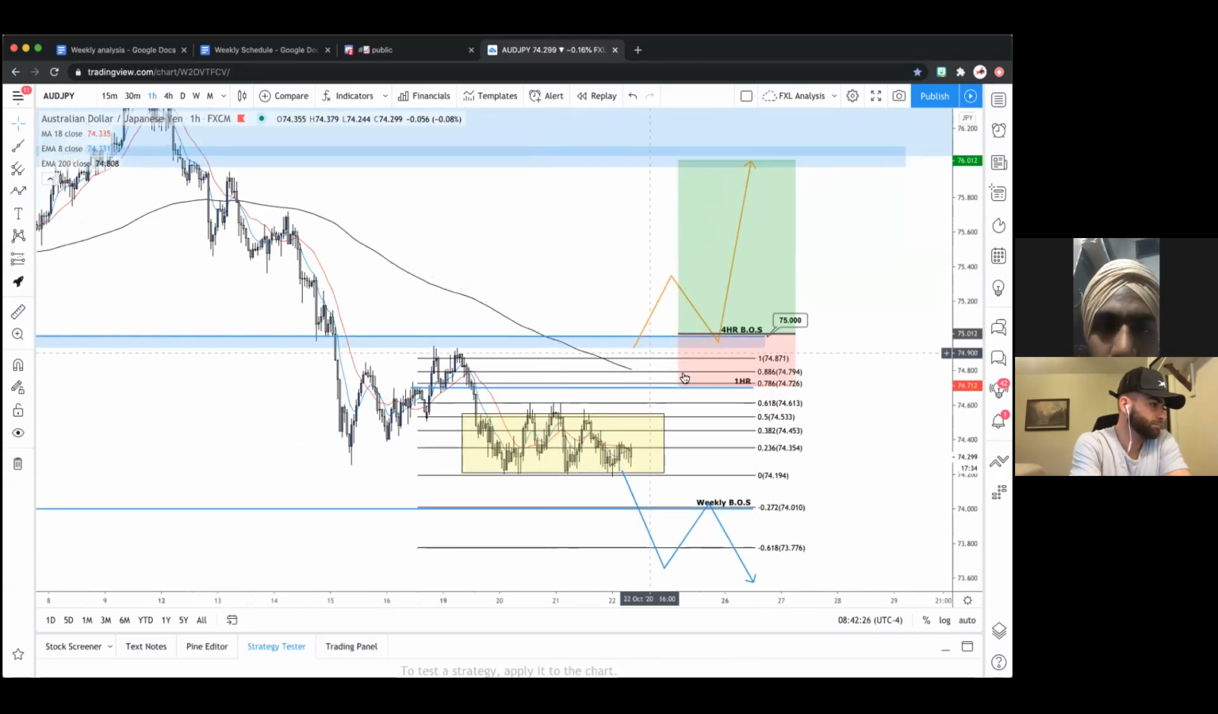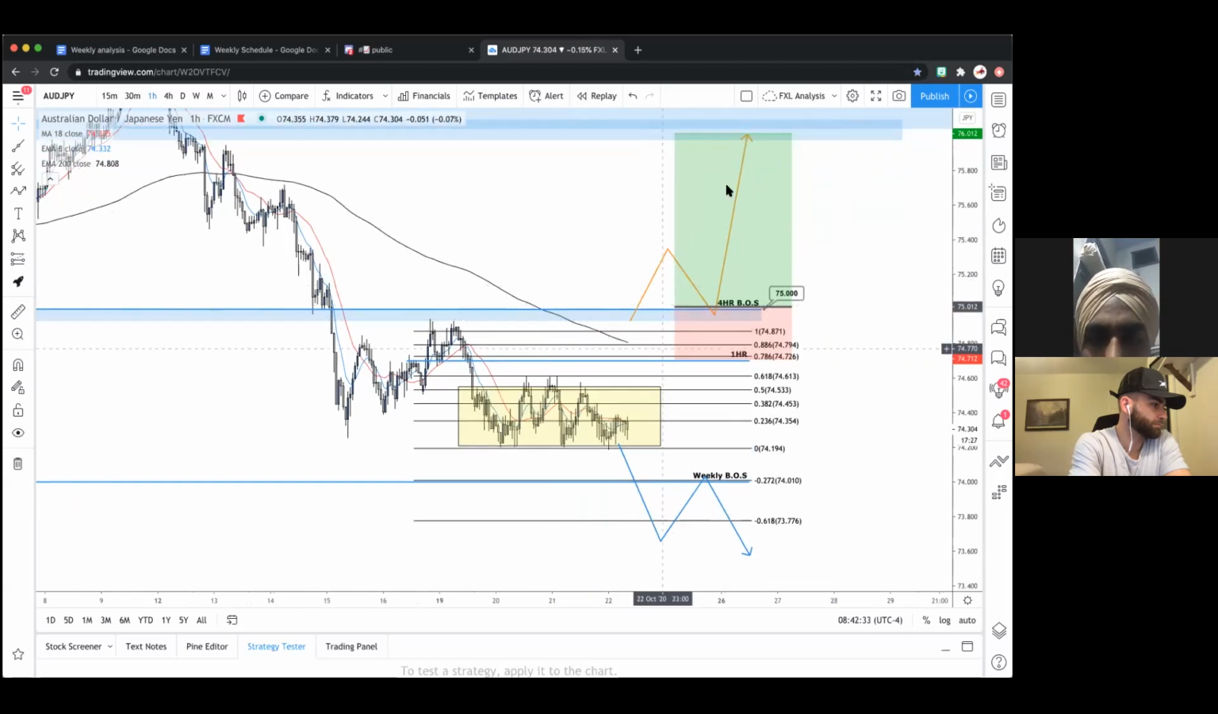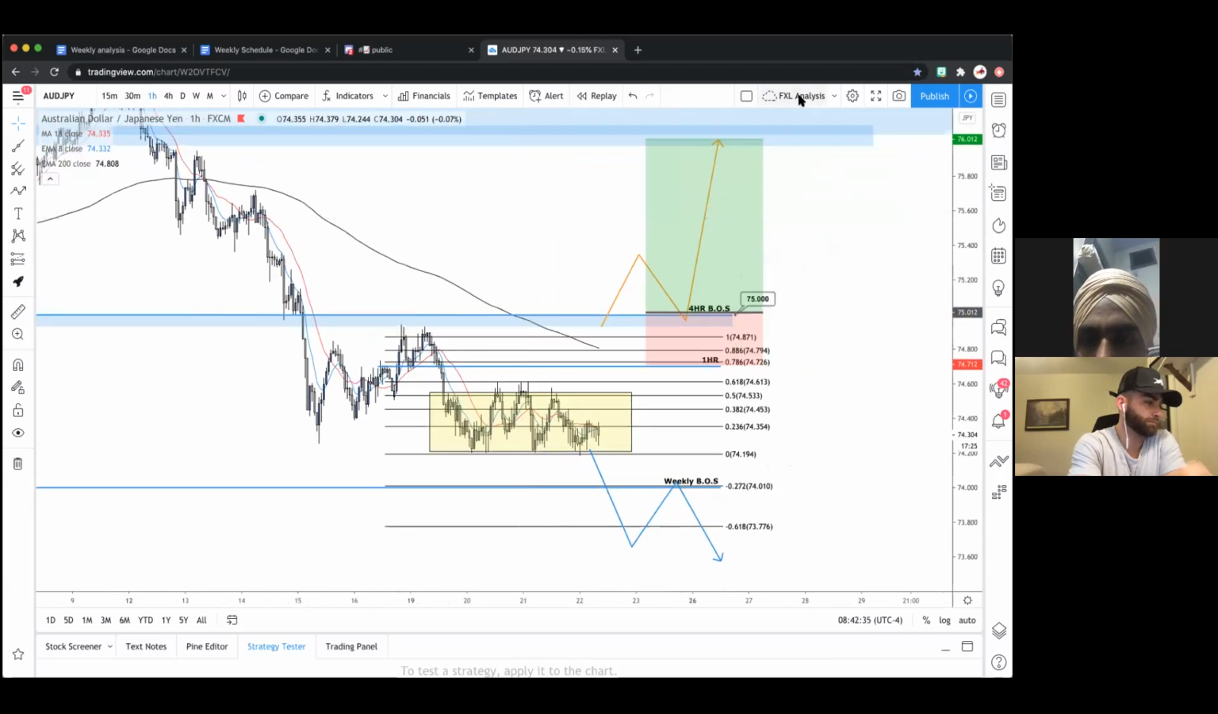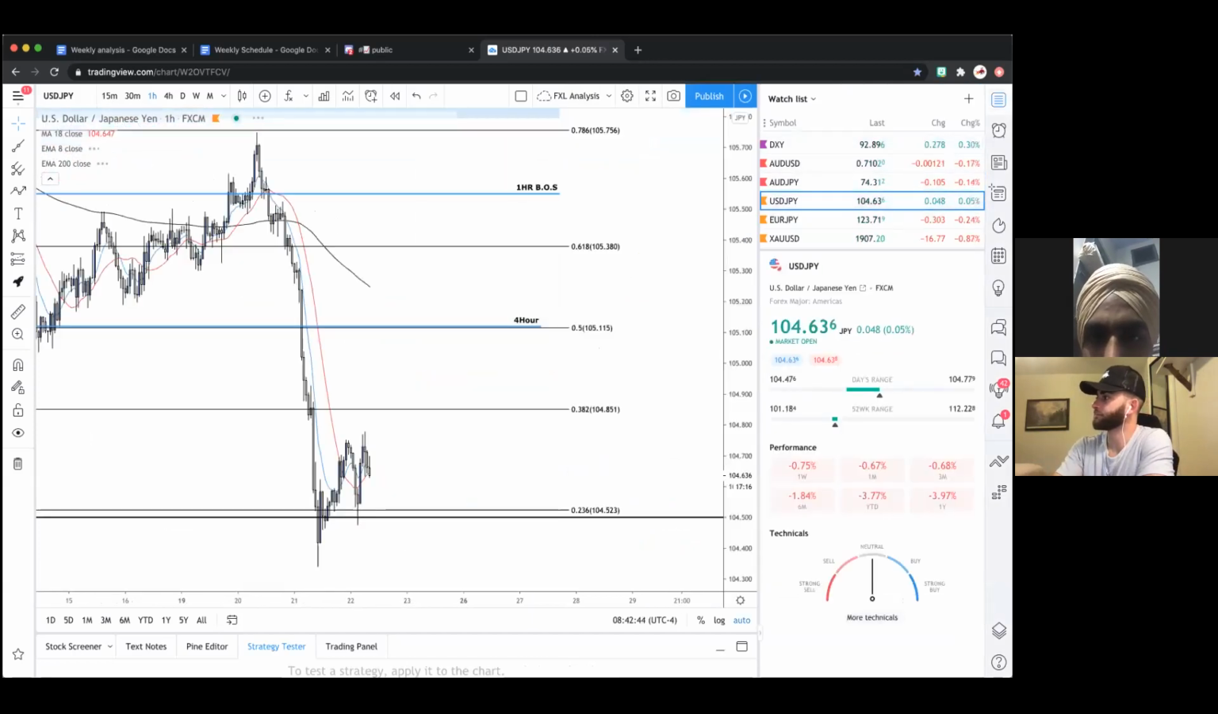But yeah, so this is the play we're looking for if we see a break to the upside. Just look for a higher low above 75 flat and look to go long on some conviction candles. So that's AJ. Not bad, but this consolidation, you've got to wait it out. You can't take a trade there. All right, so next is UJ.